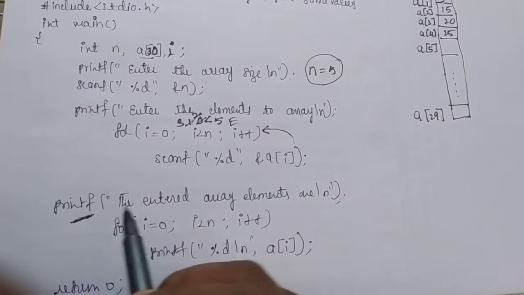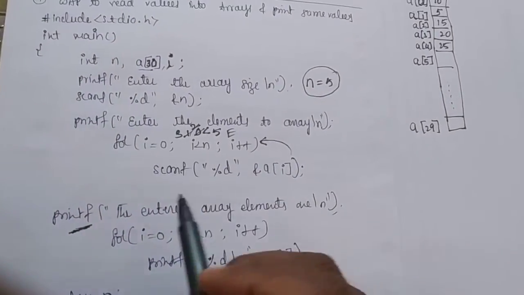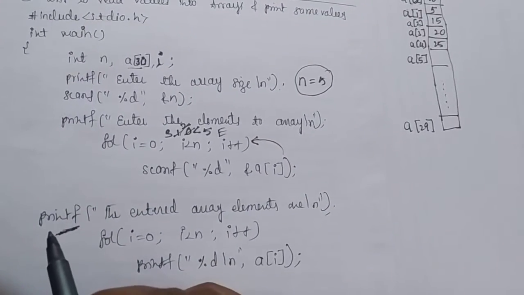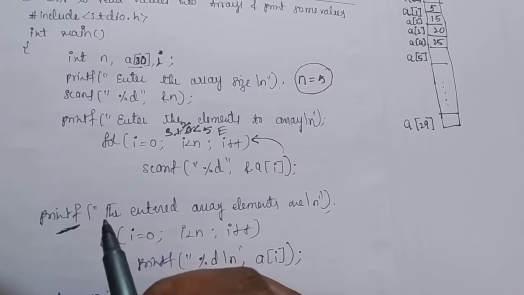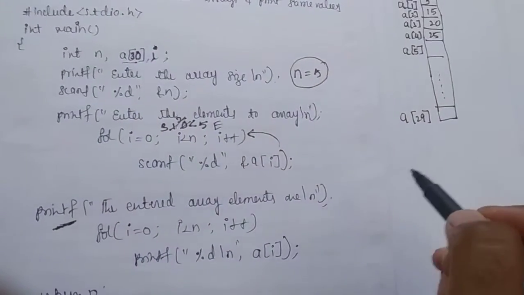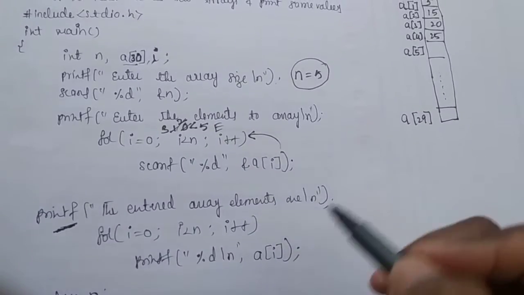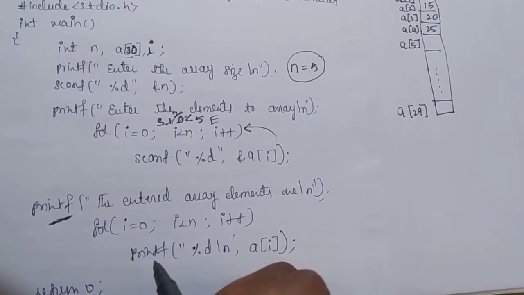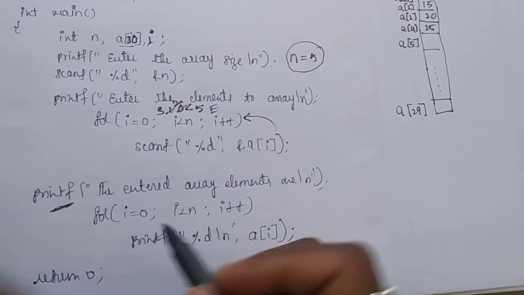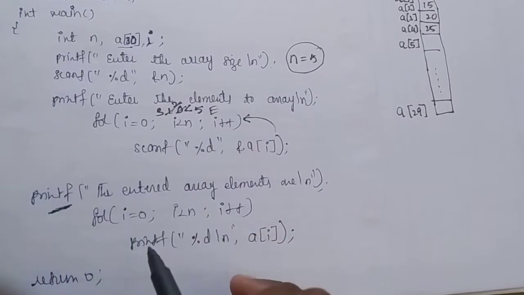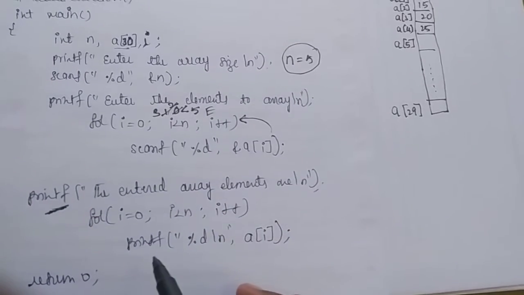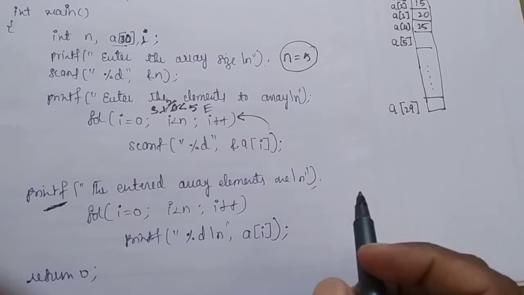Now what is there here? According to the question given, we are printing the same values once again on the screen. Now print one message on the screen: the entered array elements are. Like that you are printing one statement. Next you are taking one for loop and printf statement here to print the values whatever you read through the keyboard. Okay now, here scanf statement, here printf statement. Scanf statement contains ampersand, printf statement contains no ampersand.